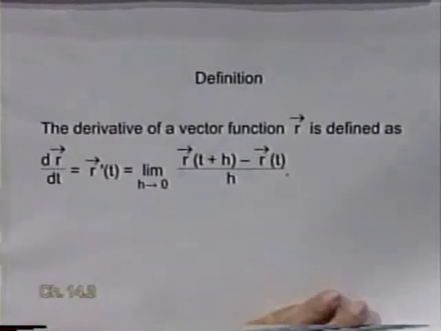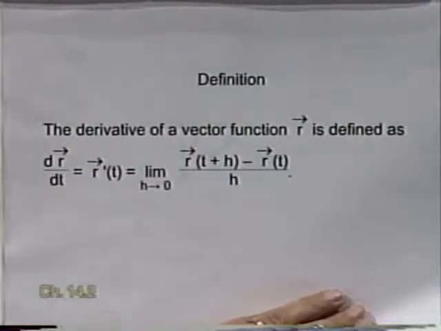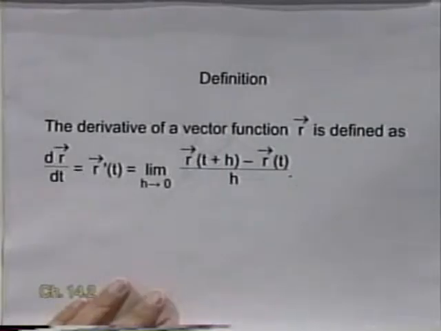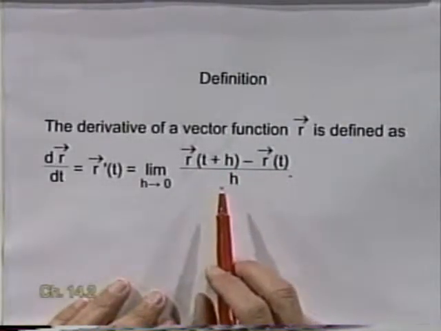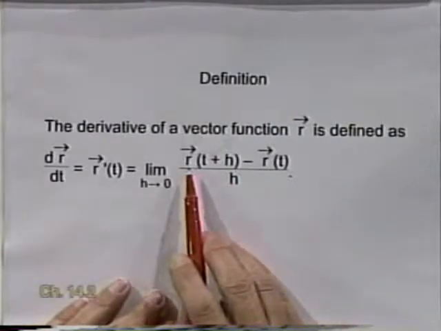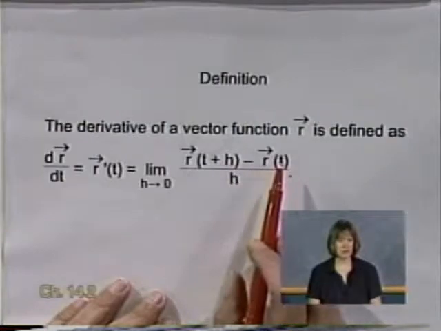So most of you probably realize that this looks very much like the definition of a derivative of a single variable function back in Calc 1. Okay, doesn't look much different. Notice though, you're subtracting vectors and then you're dividing it by a scalar. So you're taking the position vector, r of t plus h minus r of t.